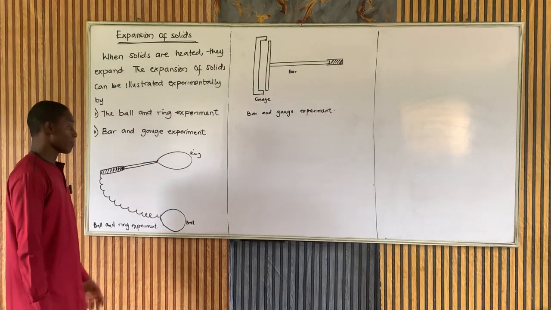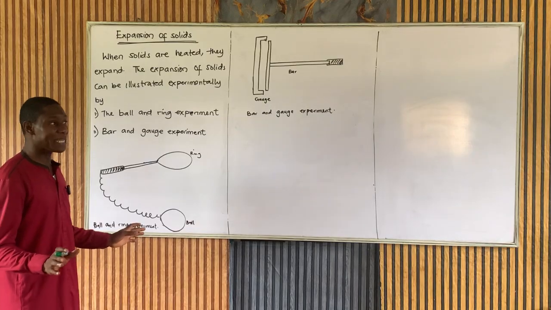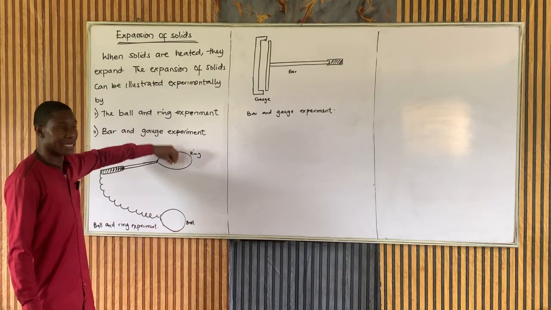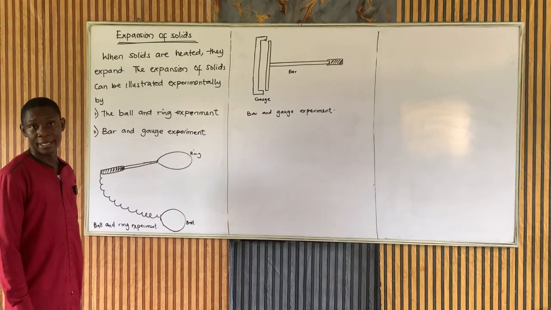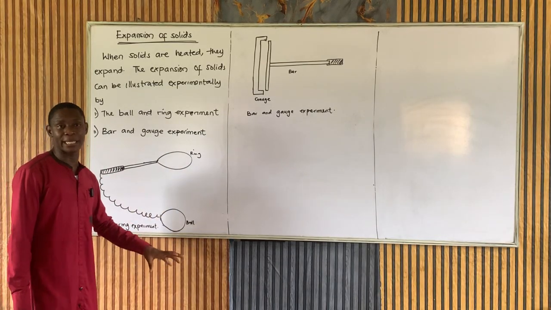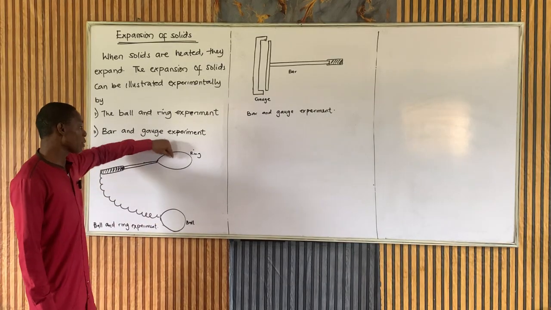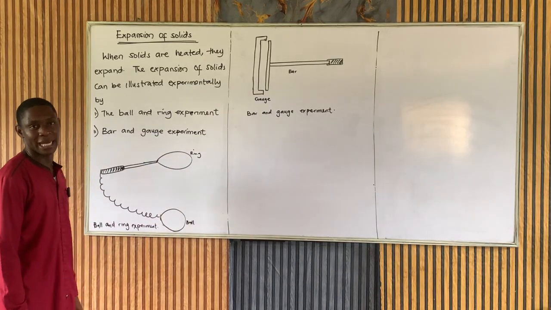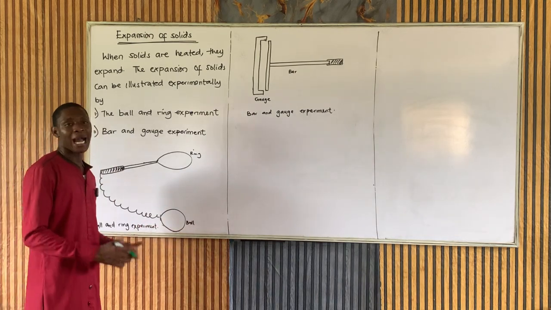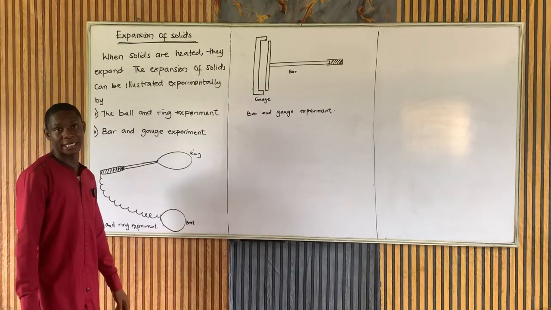For the ball and ring experiment, without being heated, this ball goes into this ring easily. But after heating the ball and trying to fit it into this ring, it no longer enters. That shows that the ball itself had expanded because it was heated.